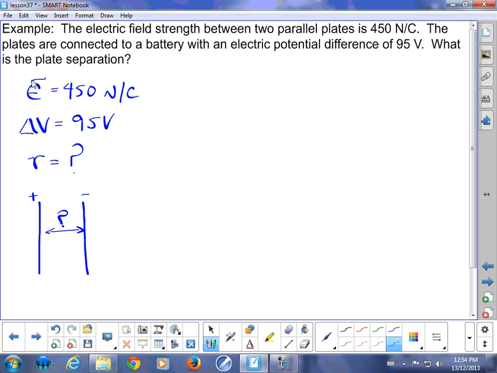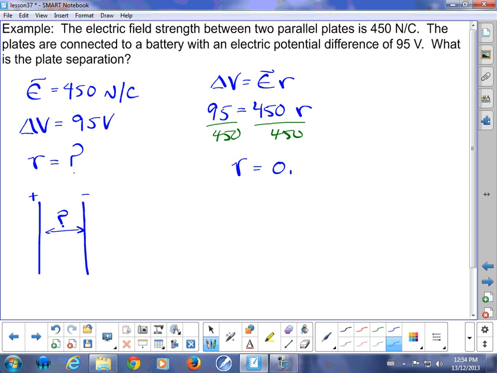So again, going back to your formulas, you're looking at them. We find the electric field strength is equal to delta V over R. Actually, I'll just use the formula from the previous slide here. So we know we have 95. We know the field strength is 450. So we are looking for R. Divide both sides by 450. And we get R equals 0.21 meters.